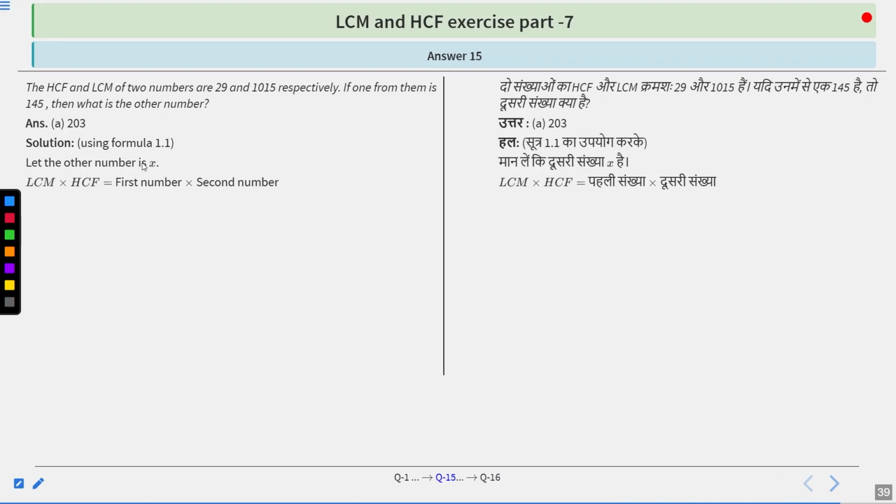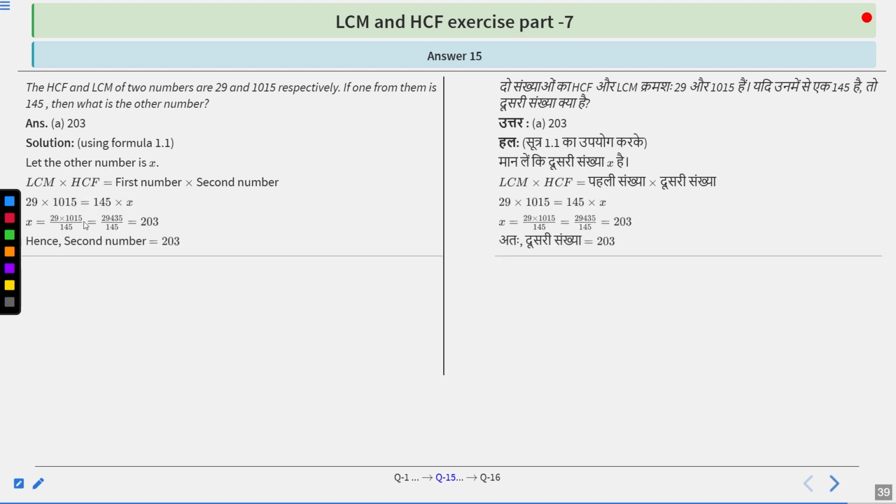So using formula 1.1, let the other number be x. Formula 1.1 says that LCM into HCF is equal to first number into second number. That means 29 into 1015 is equal to the first number, that is 145, into the second number x. So the value of x is 29 into 1015 upon 145. That is 29,435 upon 145. 203 is the value of x. That means the second number is 203. Option number A is the correct answer.